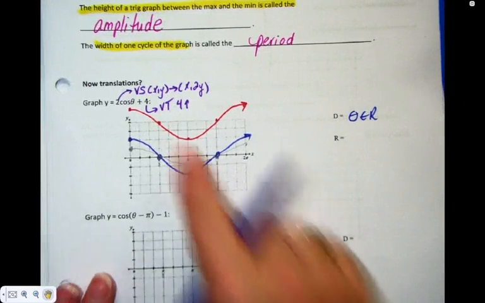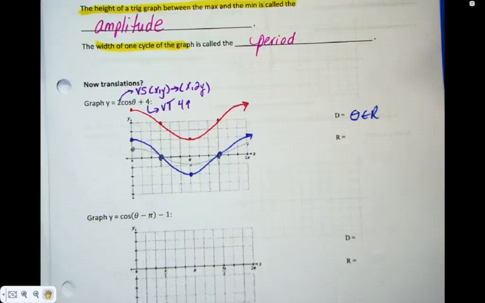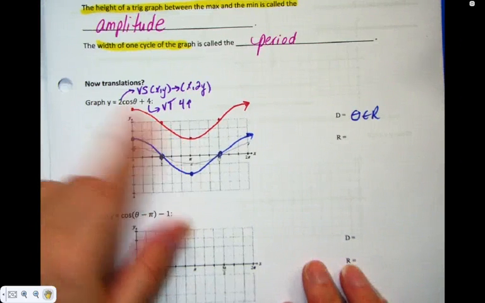Range. Okay, so we need to go from this red graph. What's the lowest point? Where's that minimum value? Oh, 3, 2, 3, 2. 2, and what's the highest value?